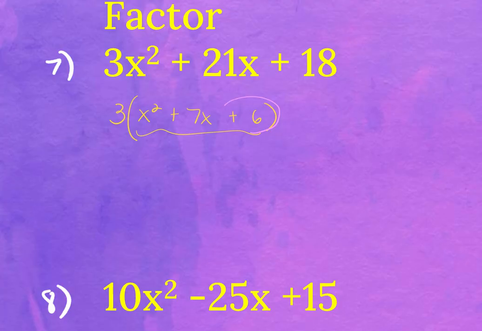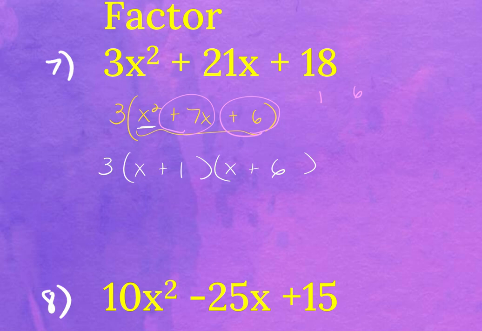So we're looking for the factors of positive 6 that sum to positive 7, which are positive 1 and positive 6. So I get 3 on the front, and then x and x for the x squared, positive 1, positive 6.